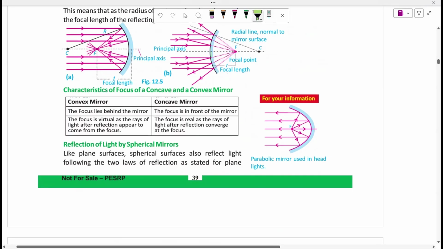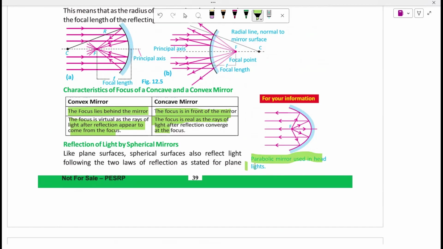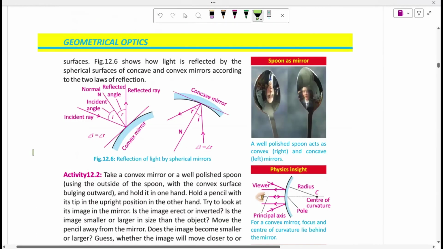अब ये these are the important points. In a convex mirror the focus lies behind the mirror, in a concave mirror the focus is in front of the mirror. The focus is real as the rays actually converge, and this is virtual because we need to trace them back like this. We have to trace these back to this point. Parabolic mirrors are used in the headlights for reflection of light.